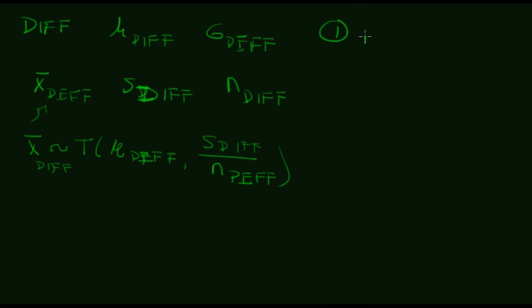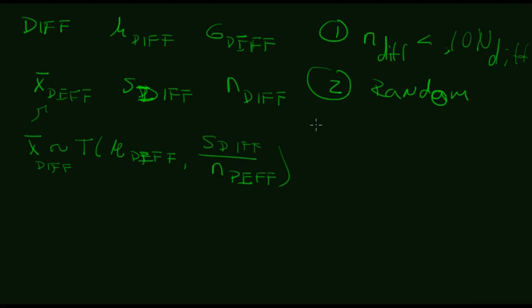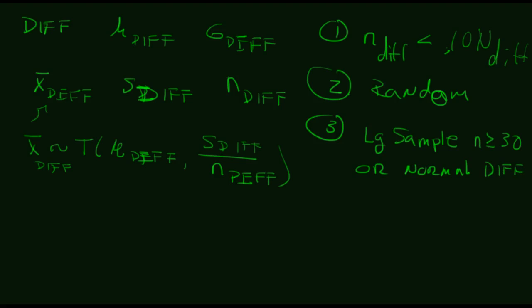One, n diff has to be less than 0.10 of big N diff. Two, the sampling has to be random. I probably put these in a different order in the notes. And three, you either have to have a large sample, greater than or equal to 30, or normal diff. So the population of the diffs has to be normal, and you have to have some sort of evidence to support that.